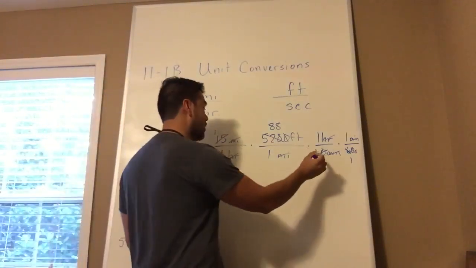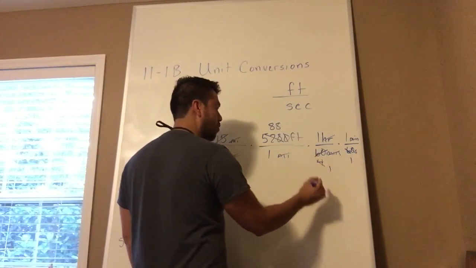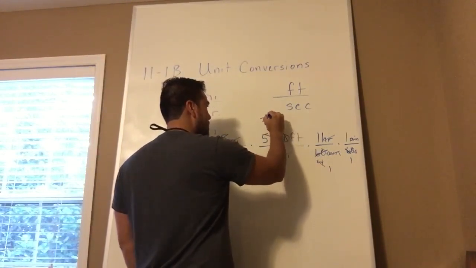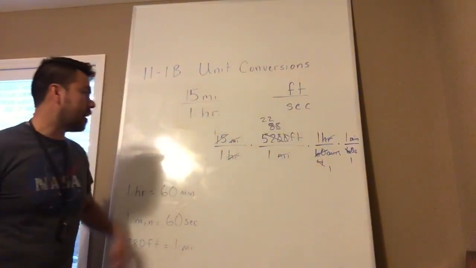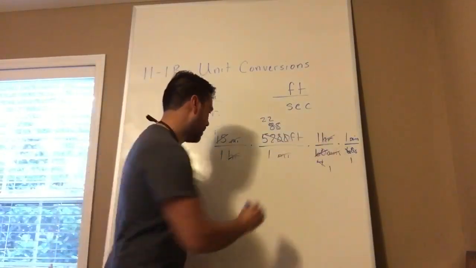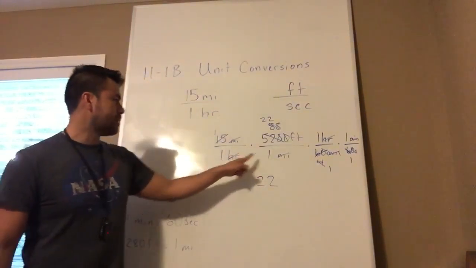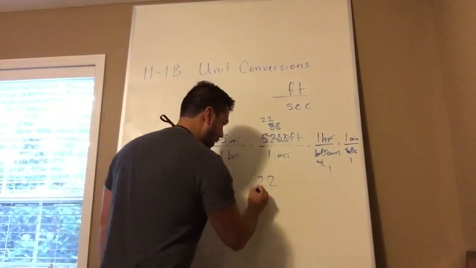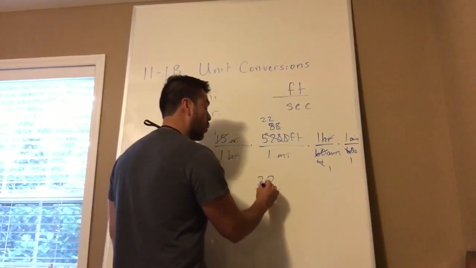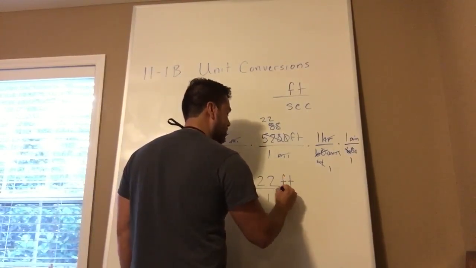And then you guys hopefully can see, look at the 4 and the 88. So 4 goes into 4 once. 4 goes into 88 22 times. So look at what I'm left with. What's 1 times 22 times 1 times 1? That's 22. That's very nice. What's 1 times 1 times 1 times 1? 1. So I end up with 22 feet per second.